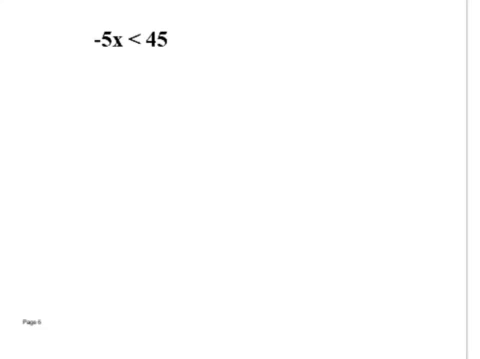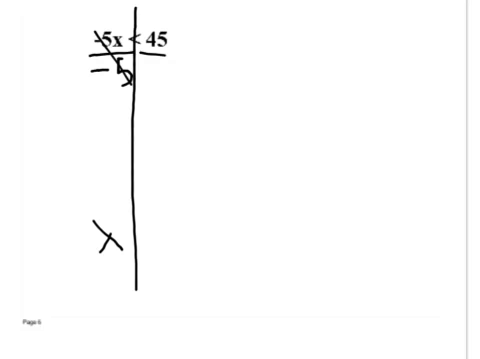Okay, Blaine, tell me how to solve this. What am I going to do? Well, it's going to have to be a negative number. So what do I do to get x by itself? You divide by 5 on each side. Divide by what? Negative 5. Negative 5 to both sides.